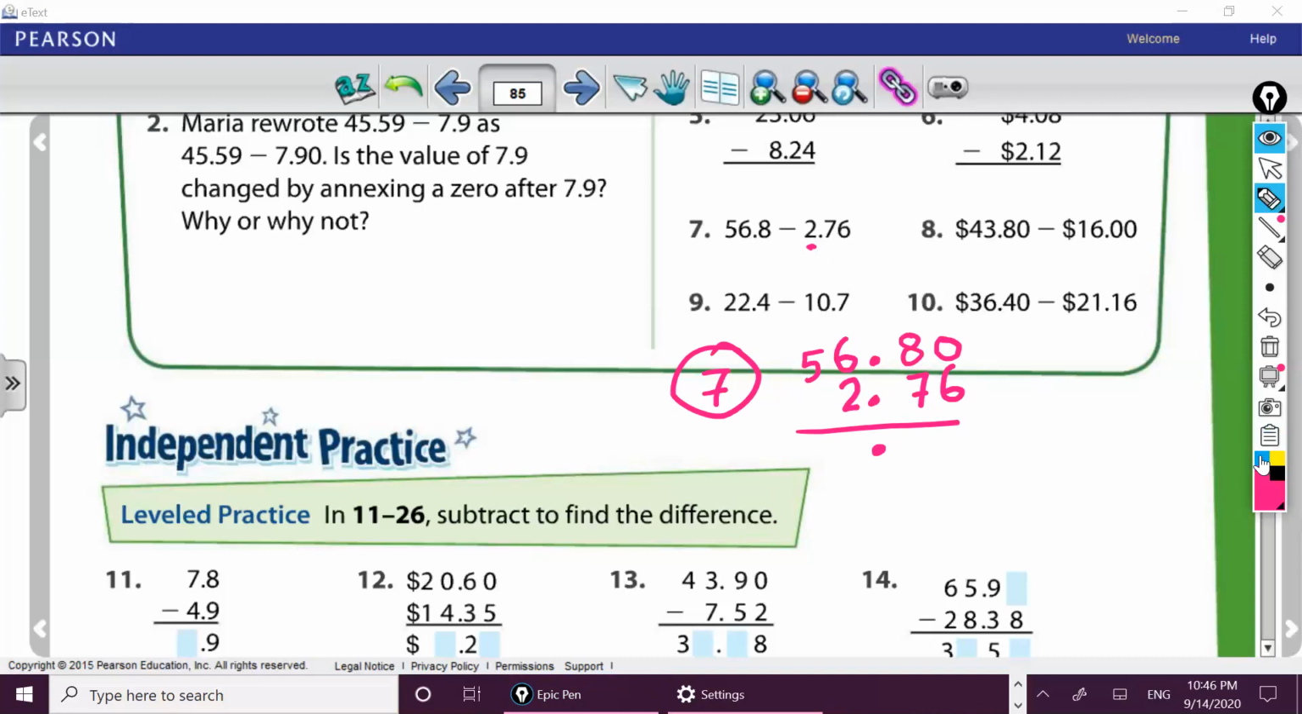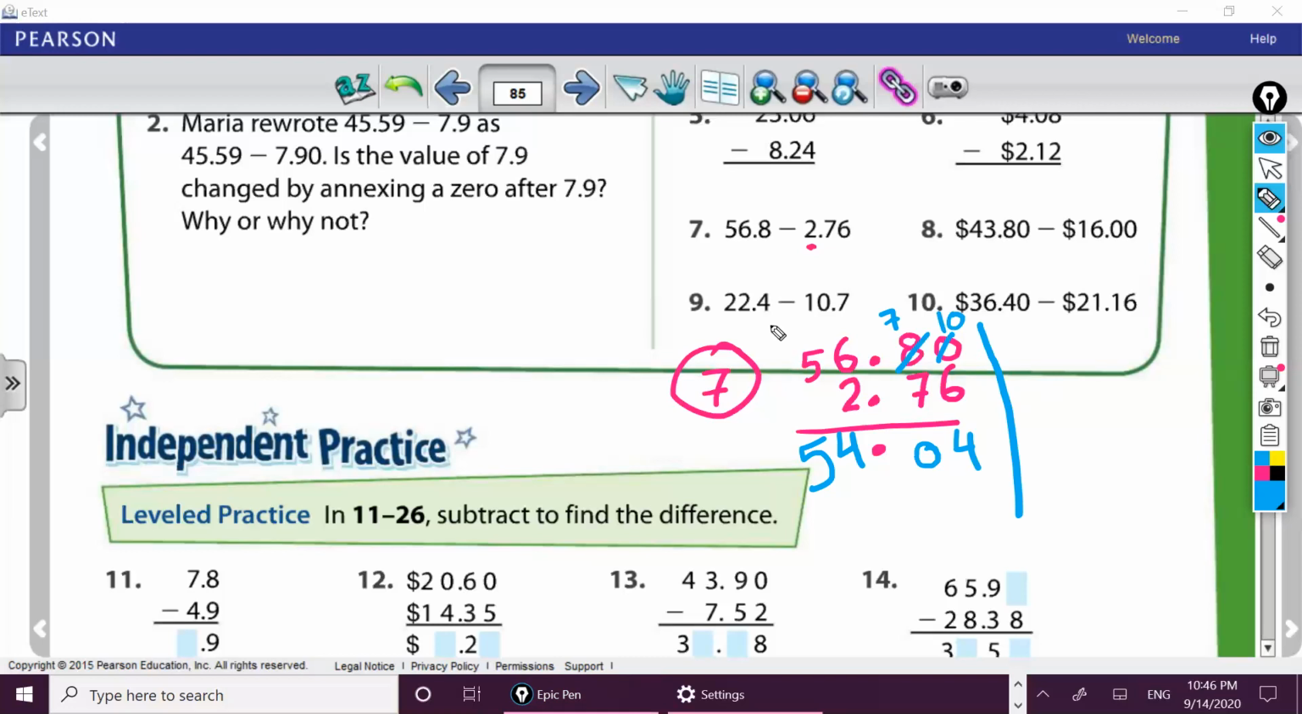Then I need to keep this place with 0. Then I will complete as usual. 0 minus 6 we can't, so take 1 from here. This becomes 7, and this becomes 10. 10 minus 6 equals 4, and 7 minus 7 equals 0. Very important to put it, please. 6 minus 2 equals 4, and 5 minus empty place equals 5. So the answer here is 54 and 400.